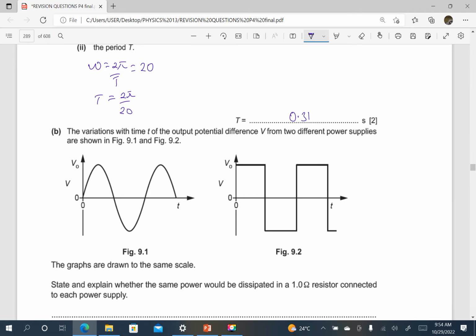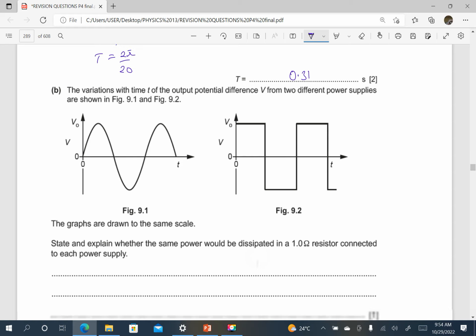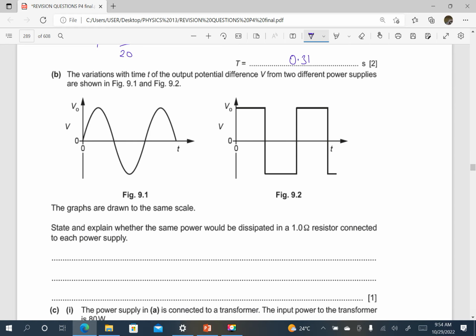The variation with time t of the output potential difference V from the two power supplies are shown here. The graphs are drawn to the same scale. State and explain whether the same power would be dissipated in a 1.0 ohm resistor connected to each power supply.